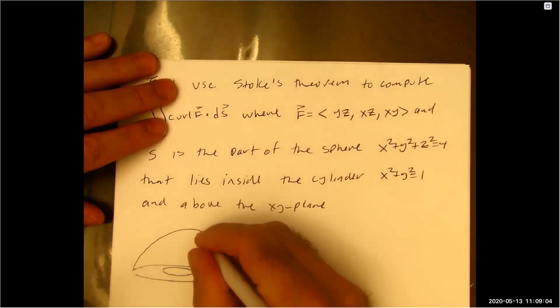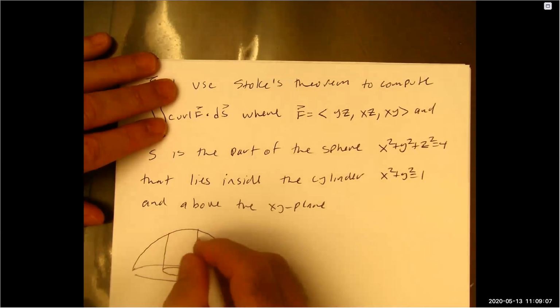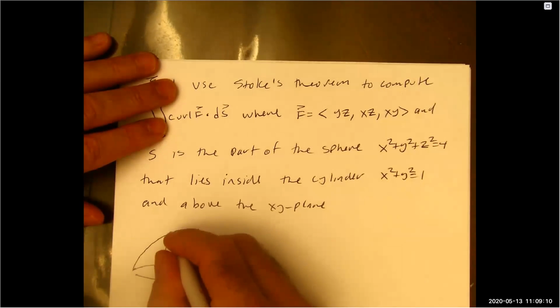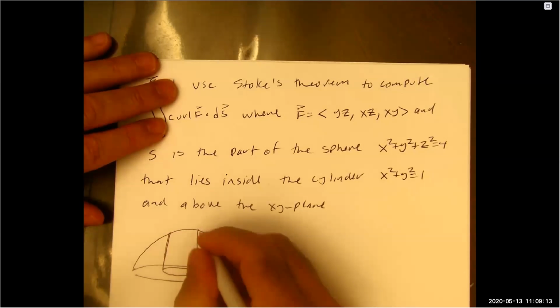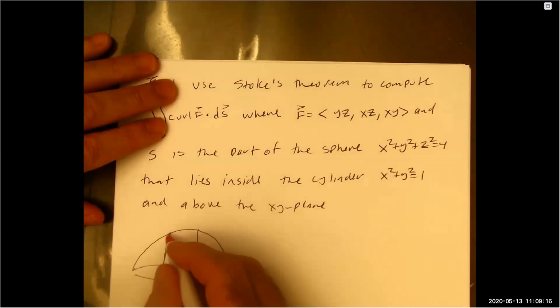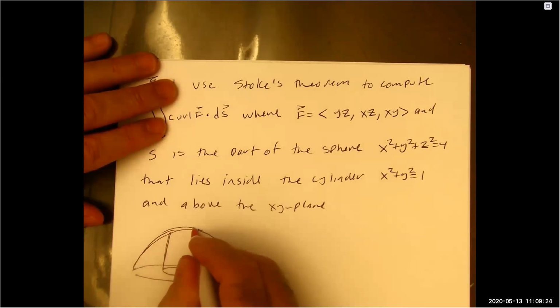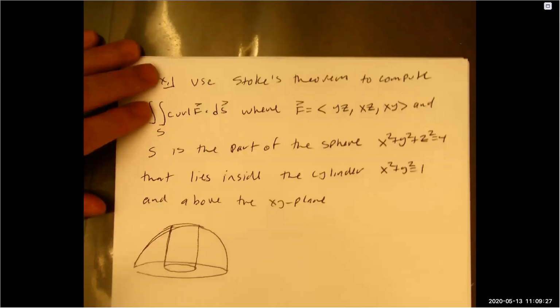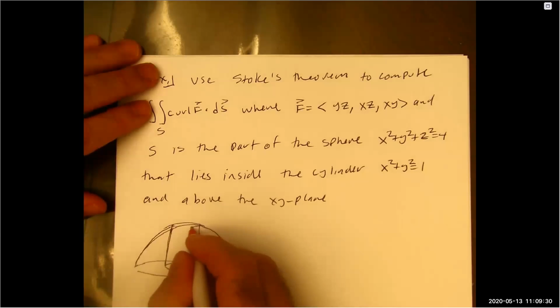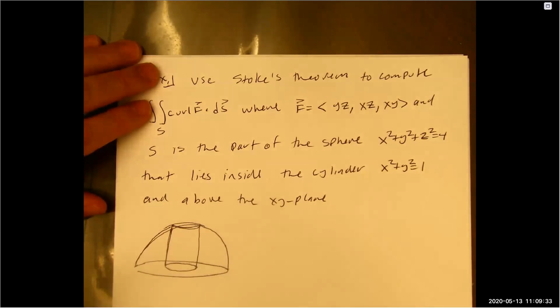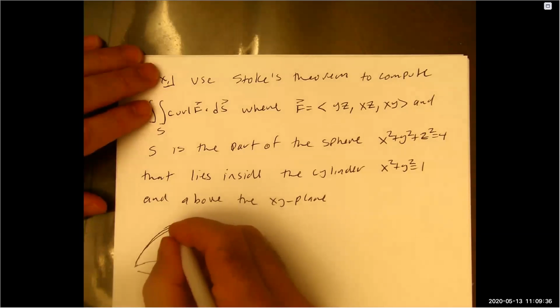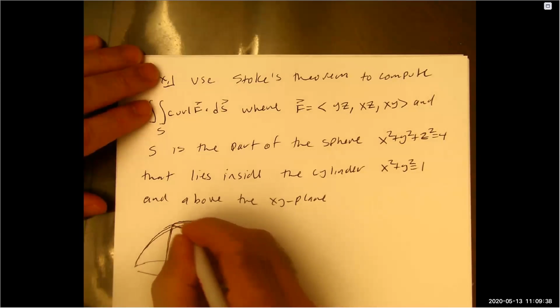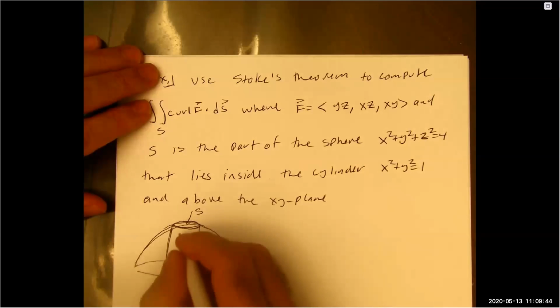And then if we go up, my sphere is not perfectly drawn here. That's a little bit better. And then we're just talking about this is my piece of surface right in here. So this is my surface S right in there. And my boundary curve is right there. So this is my boundary curve C.